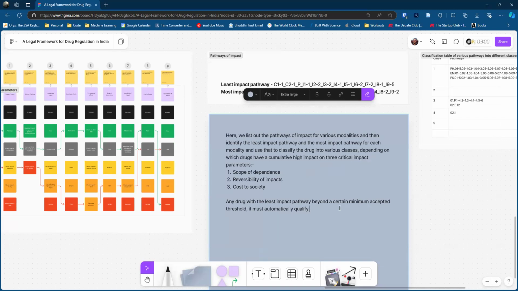Then there is a thought exercise that we are doing. For classifying any of these, we need the data, right? We need to put all the data points into it. Then only we'll be able to have a clear distinction between what is what. So, any drug.